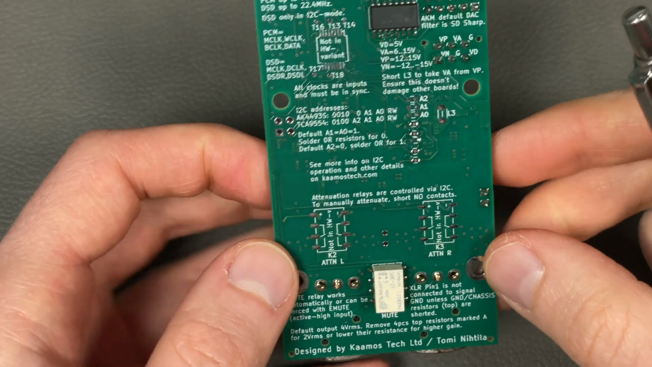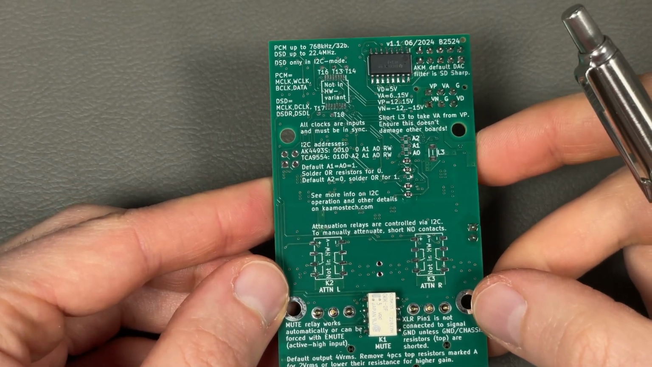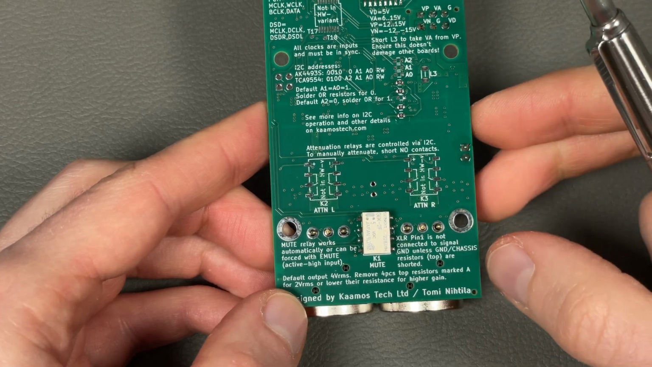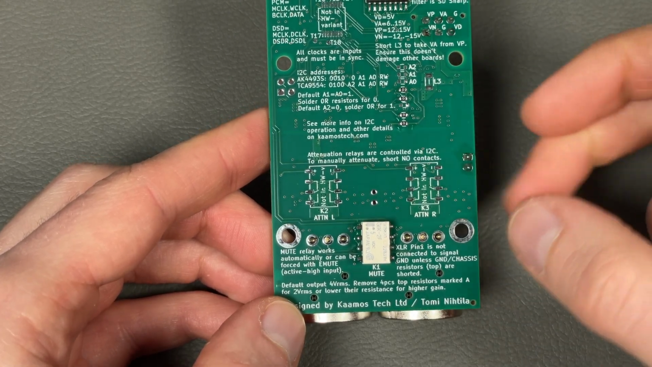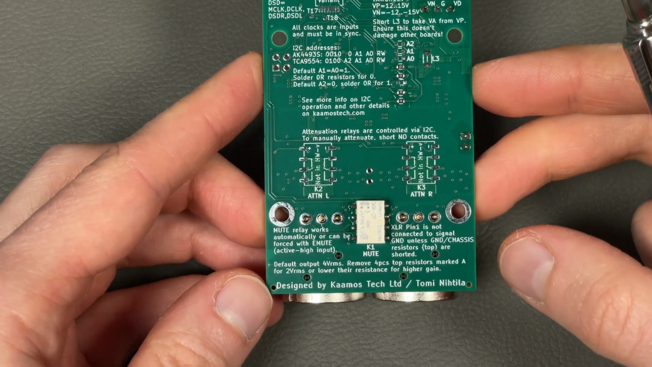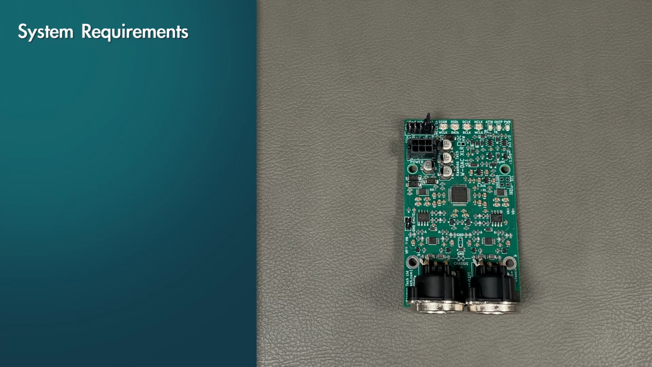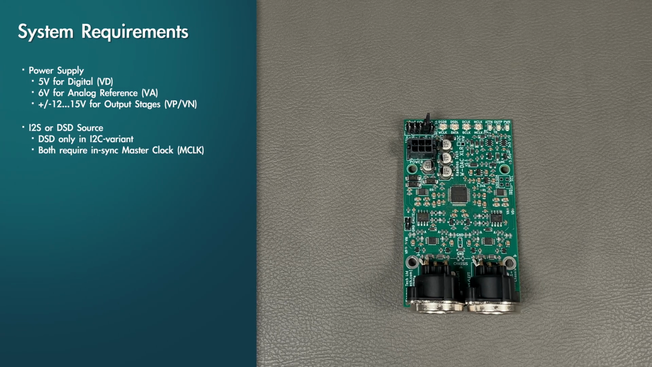On the bottom side, we have quite some information here on the silk screen. And there is an output mute relay and some unused component placeholders here as well. A board like this is only one part of building the whole DAC, so in addition you need at least a power supply and something that feeds the I2S or DSD signals to this DAC.